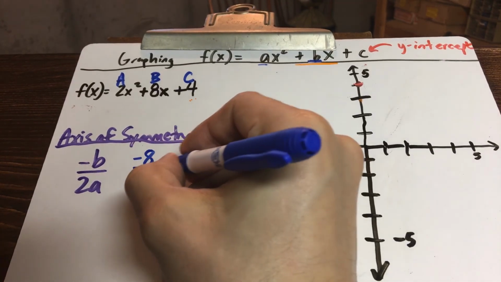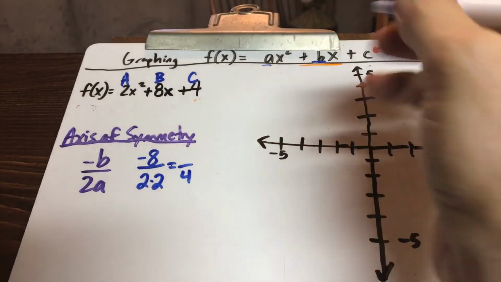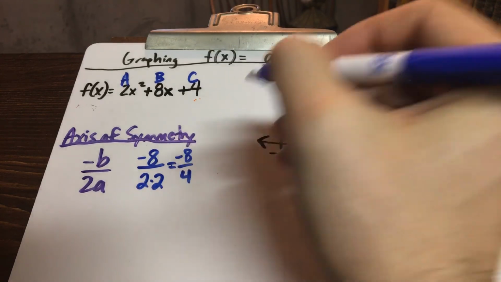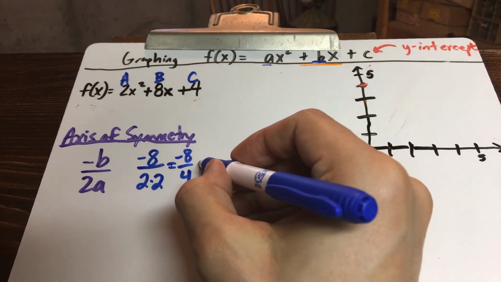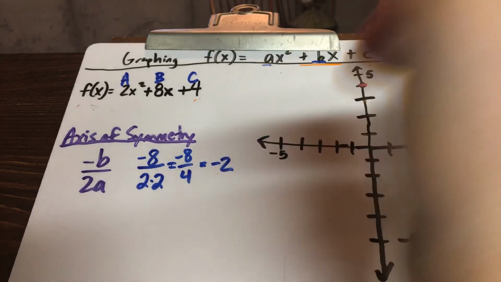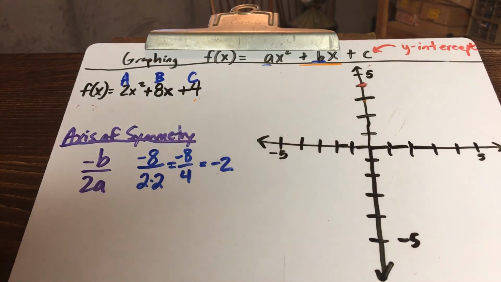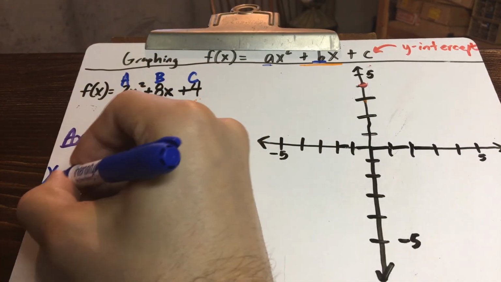And then you can just work this out, right? We all know 2 times 2, that's 4. So this really boils down to negative 8 divided by 4. We all know negative 8 divided by 4 is negative 2, okay? Negative 2. So my axis of symmetry is negative 2. It's actually x equals negative 2. I should have put that on there.